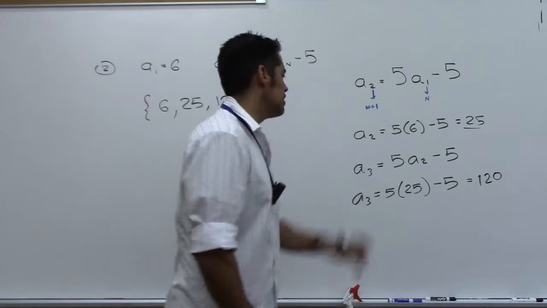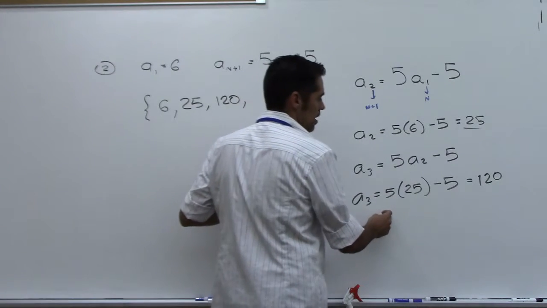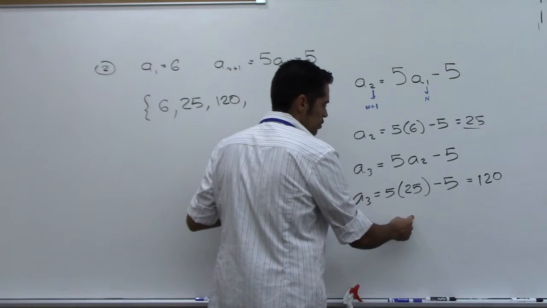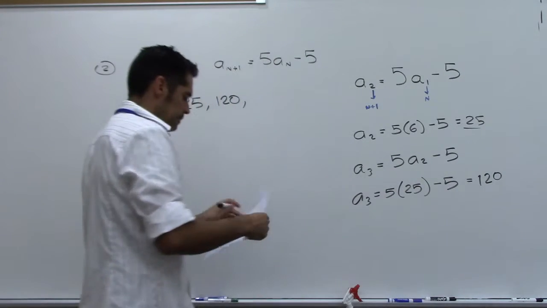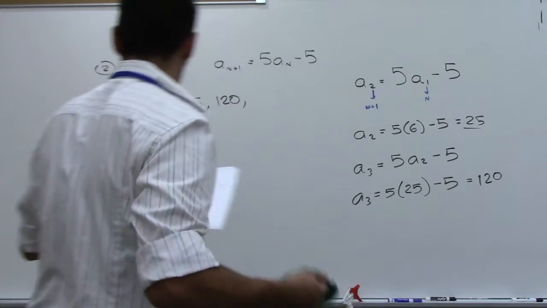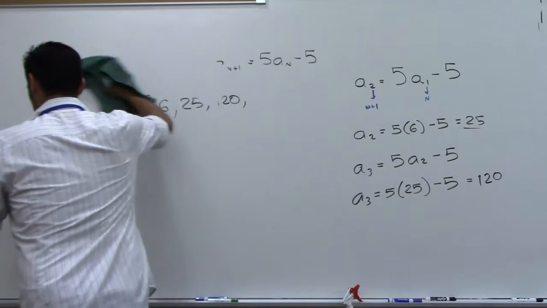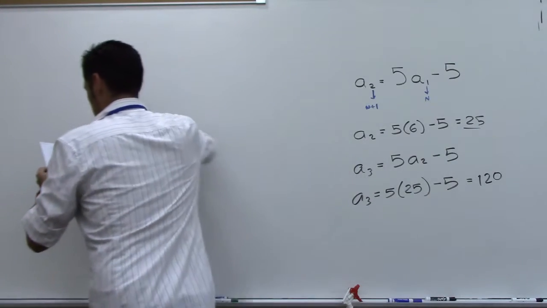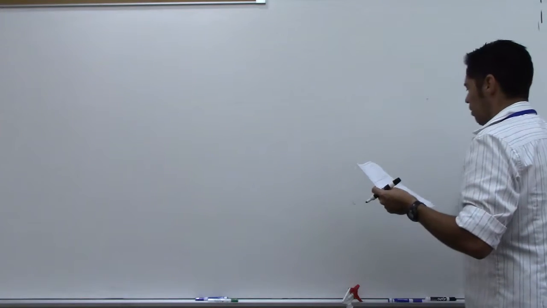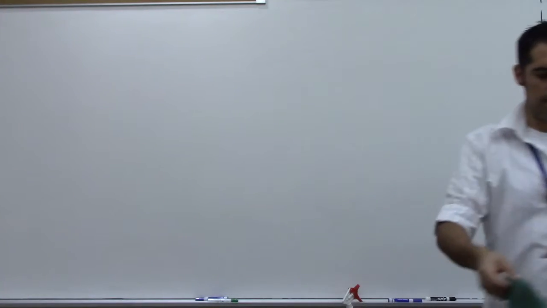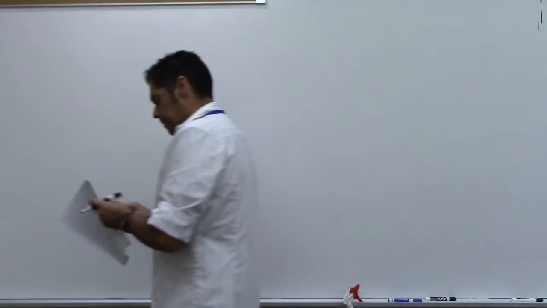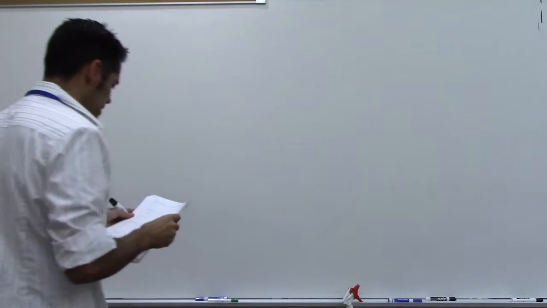And then I continue this. If I wanted the fourth number, I'm going to do 5 times the third number minus 5. So it would be 5 times 120 minus 5. And you can keep doing this. All right. I don't think these first ones are really worth me going through because I'm going to do those in my lecture videos in class. So I want to see if you get those.